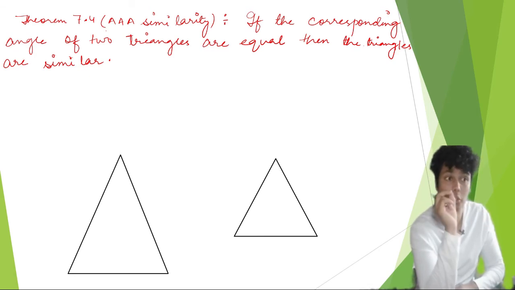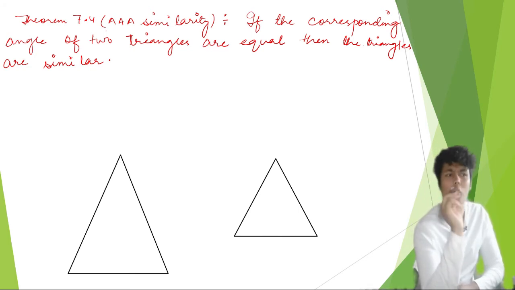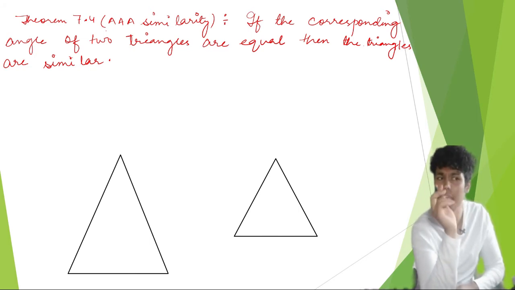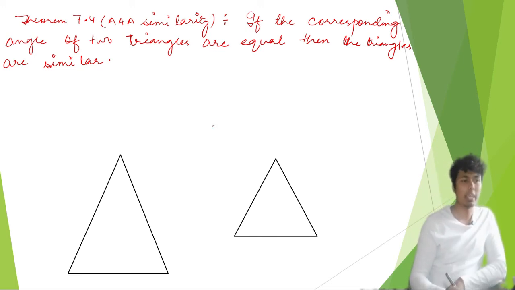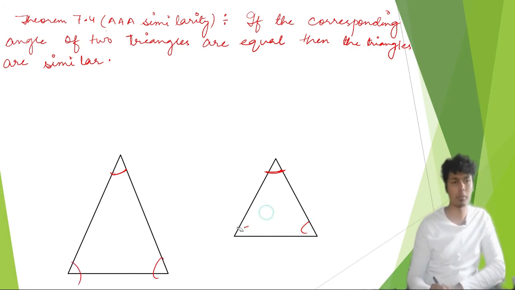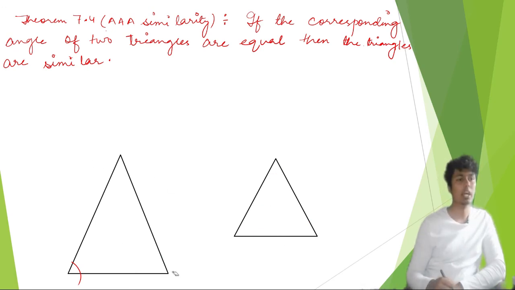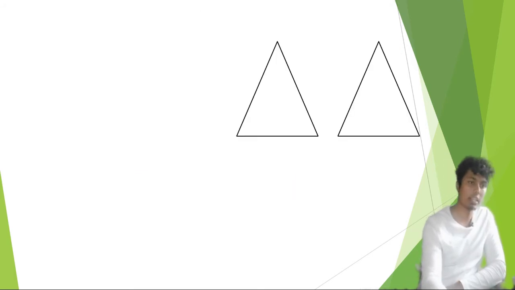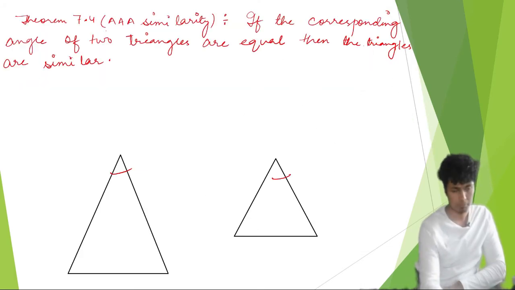If the corresponding angles of two triangles are equal, then the triangles are similar. If this angle is equal to this angle, these are corresponding angles, or this angle is equal to this angle, this is also a corresponding angle. If such a thing holds, then we can say that these two triangles are similar. We can conclude that if these two angles are equal, then this triangle is also similar.